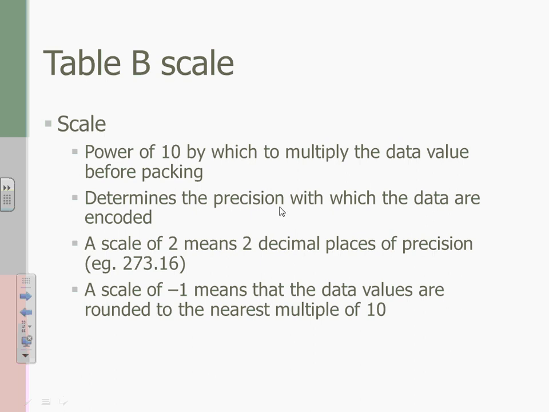Also, table B has a scale, and scale is a power of 10 by which to multiply the data value before packing. It determines the precision with which the data are encoded. A scale of 2 means 2 decimal places of precision. For example, 273.16, so the scale of 2 means 2 decimal places. Yes, so this is related to the precision of the data. A scale of -1 means that the data values are rounded to the nearest multiple of 10.